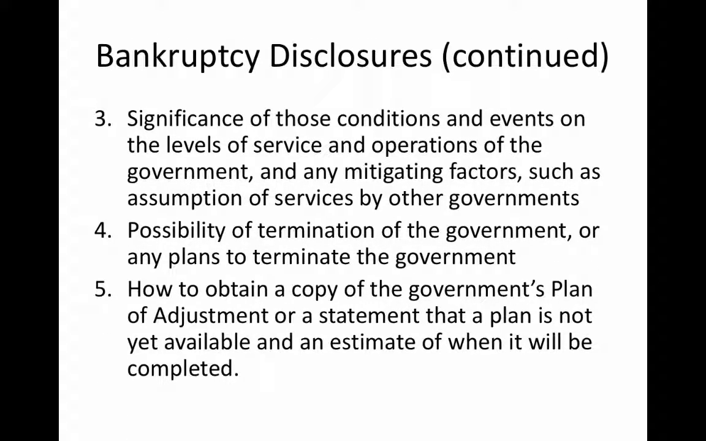If it's possible, the government could in fact cease to exist or cease to operate, or if they actually have plans for shutting down the government, those should be a part of the disclosure as well. And then if there is a plan of adjustment, information about how to obtain a copy of that, or to state that it's not yet available, and provide an estimate of when they think the plan of adjustment will be available to the public.